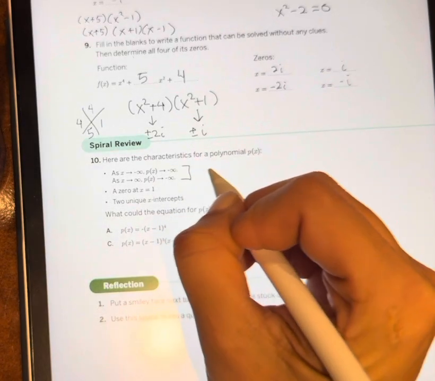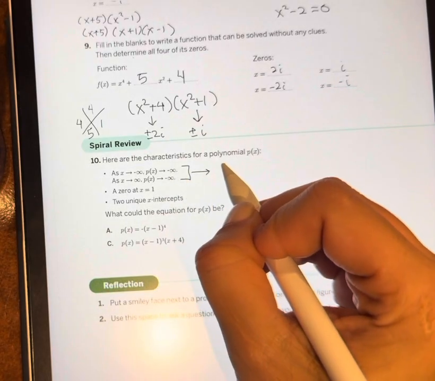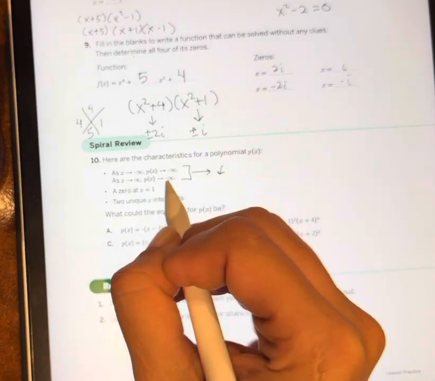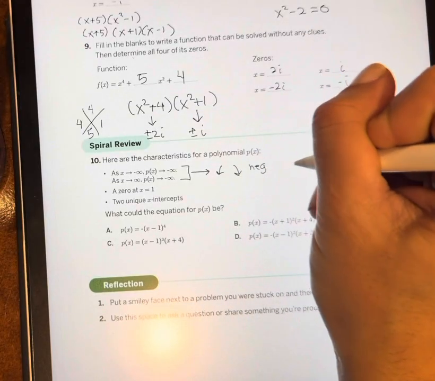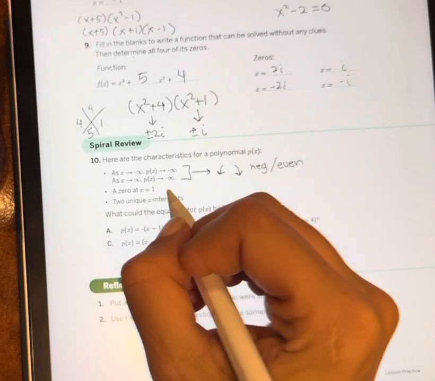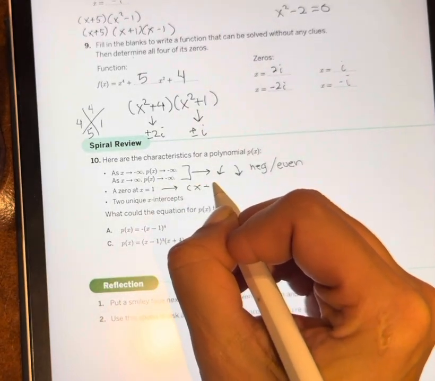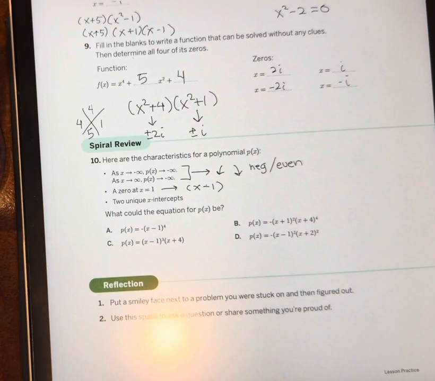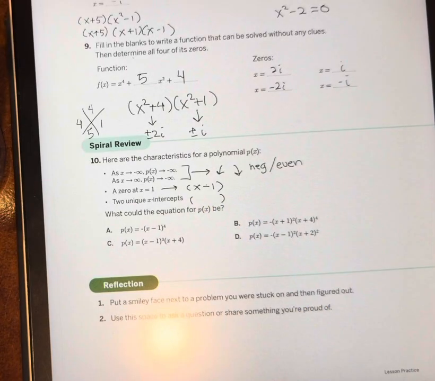This right here is telling me the end behavior. It's telling me that on the left side, it goes down, and that on the right side, it also goes down. So this tells me that it's negative, and it also tells me that it's even, all right? It has a 0 at 1. That means that x minus 1 is a factor, all right? It has 2 unique x-intercepts. That means it has some other factor, all right?